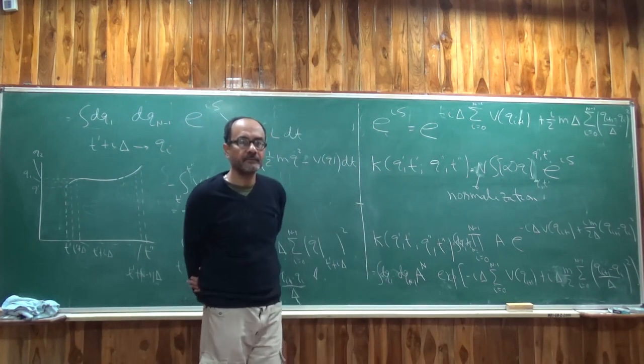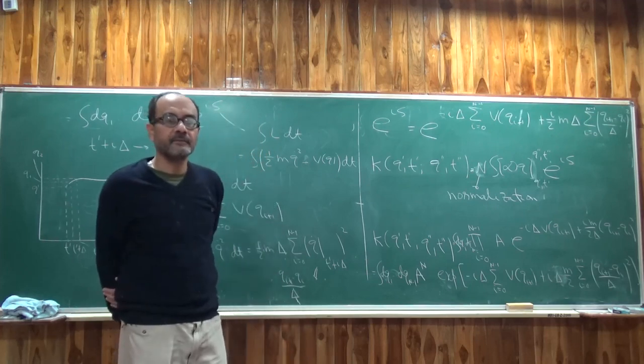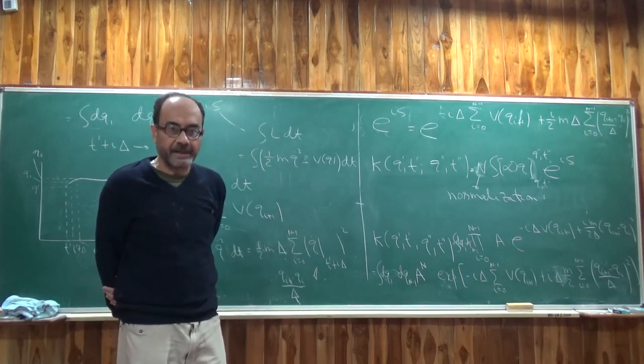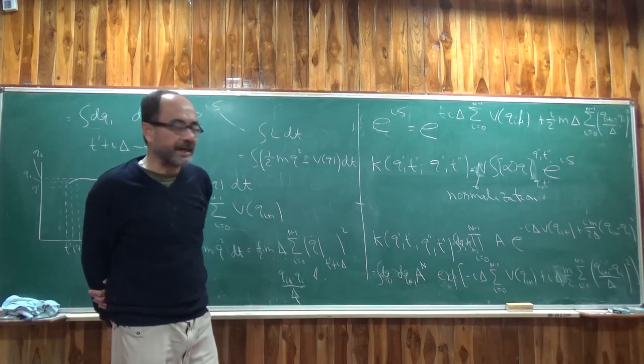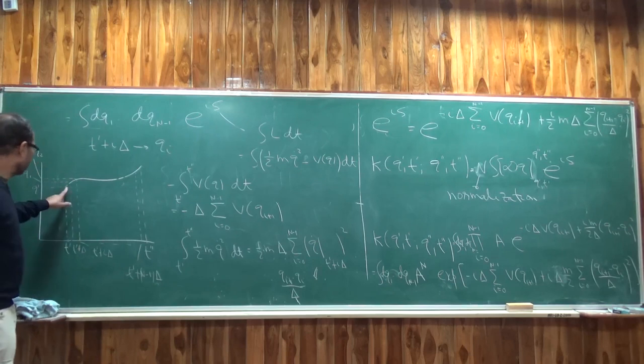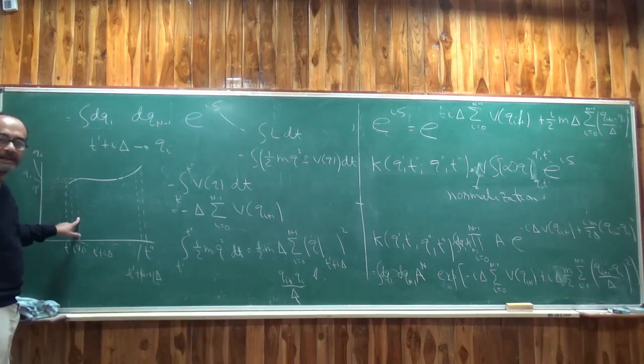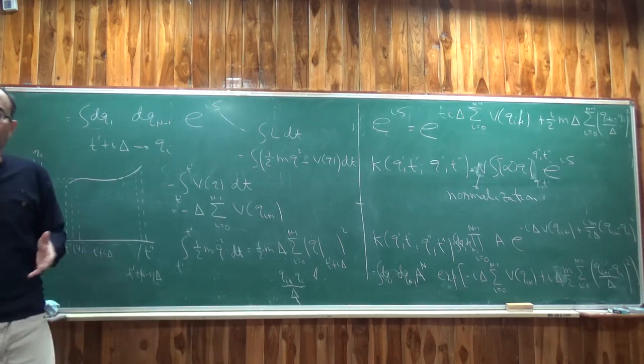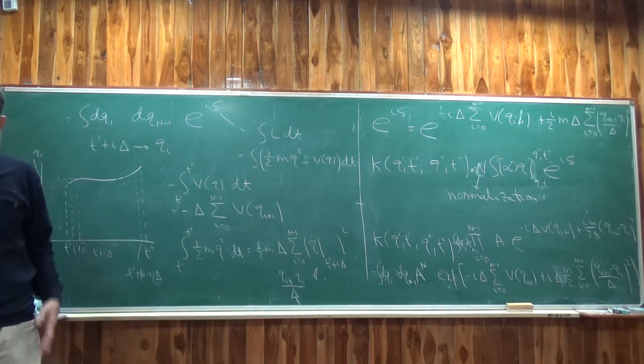Sir, every q will be varied from minus infinity to infinity. Yes, every q will be varied from minus infinity to infinity, which means you are actually summing over paths which fluctuate widely. Right? This one, for example, can be here, this one can be there. Of course, it may happen that the integral receives contribution only from smooth paths. That may happen. It may not happen. It depends on the details of the form of the action.